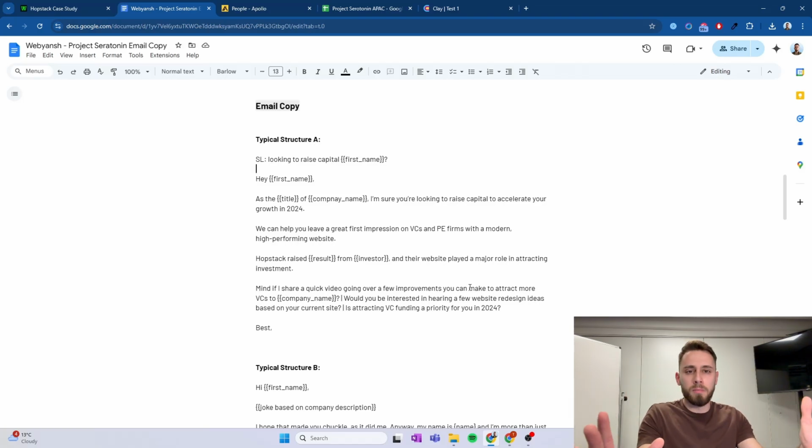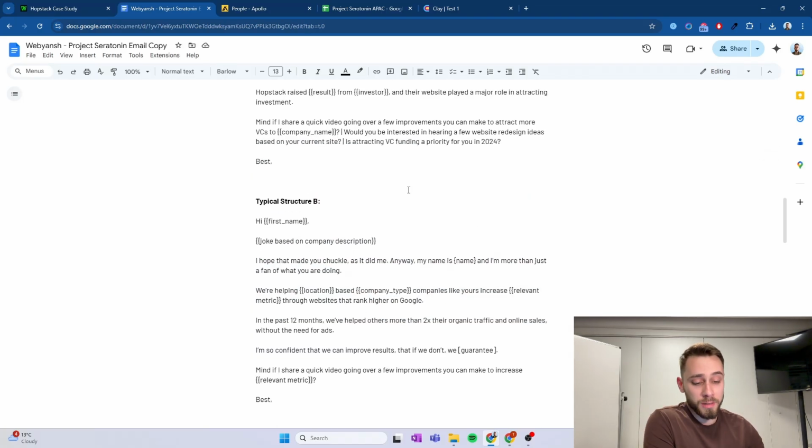Like, no, just stop. This is not gonna work, all right? This is why it's a typical structure. This is why I've labeled it as a typical structure. This is too long. Now, I'm not saying this is particularly a bad email, but it's just too long. So let's go over another typical structure.